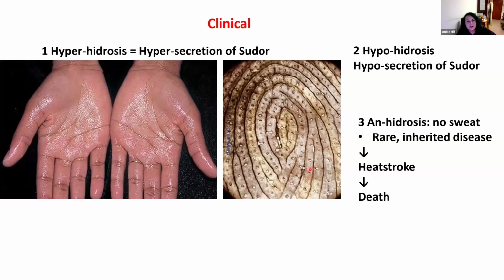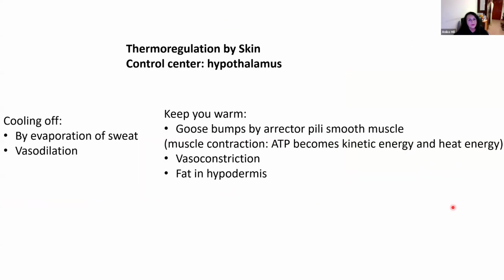Okay, so thermoregulation is very important. This is the picture of hyperhidrosis, when somebody is secreting too much sudor. And hypohidrosis refers to the secretion of sudor when it's too low. And if the thermoregulation is not working, it can be really deadly. For example, anhidrosis: if somebody was born with a rare inherited disease, have no sweat glands, they could die in heat stroke. Okay?